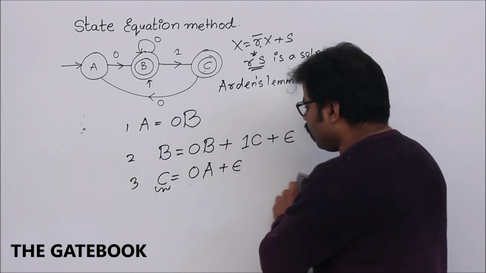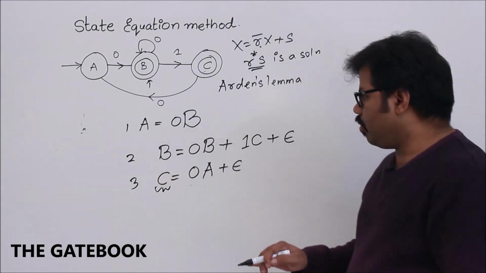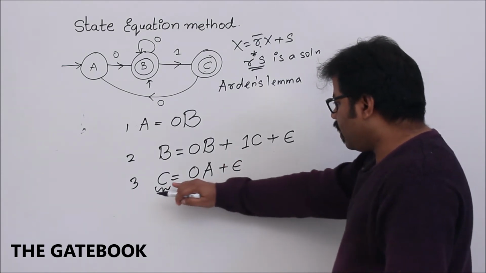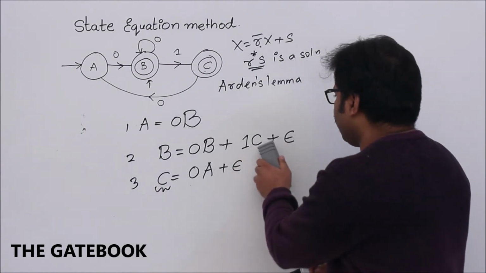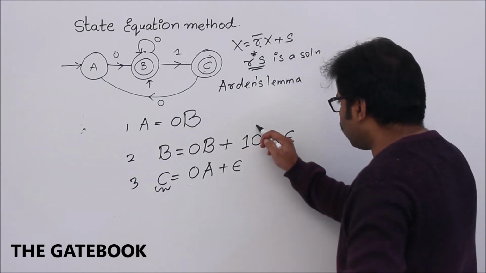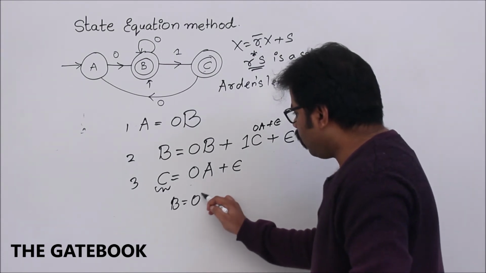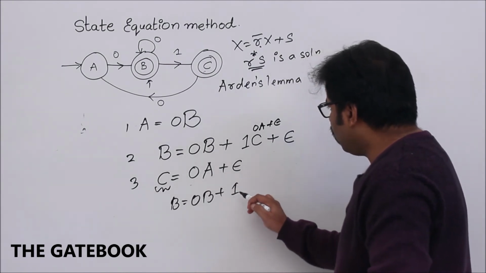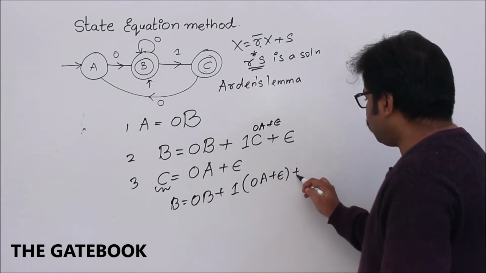Now here you don't need to do anything. Now let's go to b. Here I will show you how to eliminate variable b. In the place of c, you happily write 0a plus epsilon. Let me rewrite here: b equal to 0b plus 1 dot c, and c is nothing but 0a plus epsilon, plus epsilon.